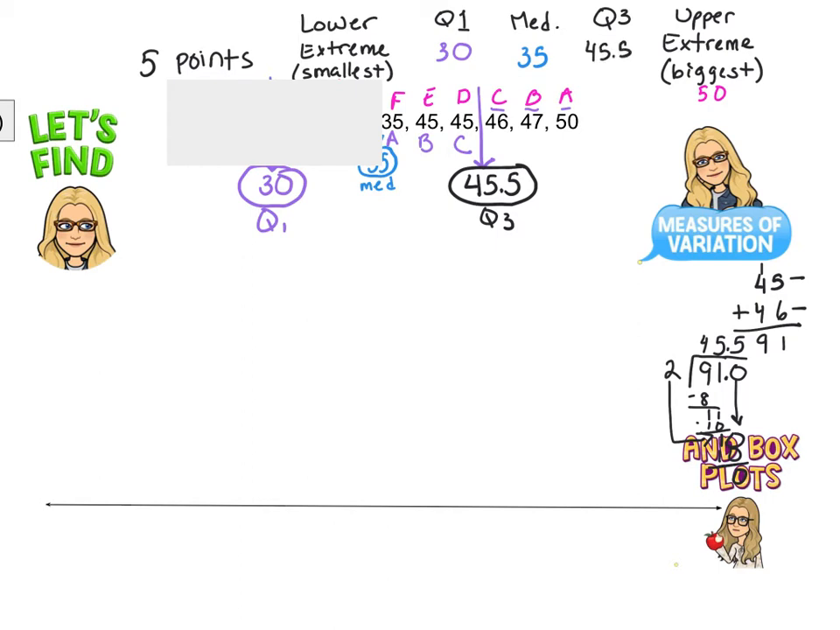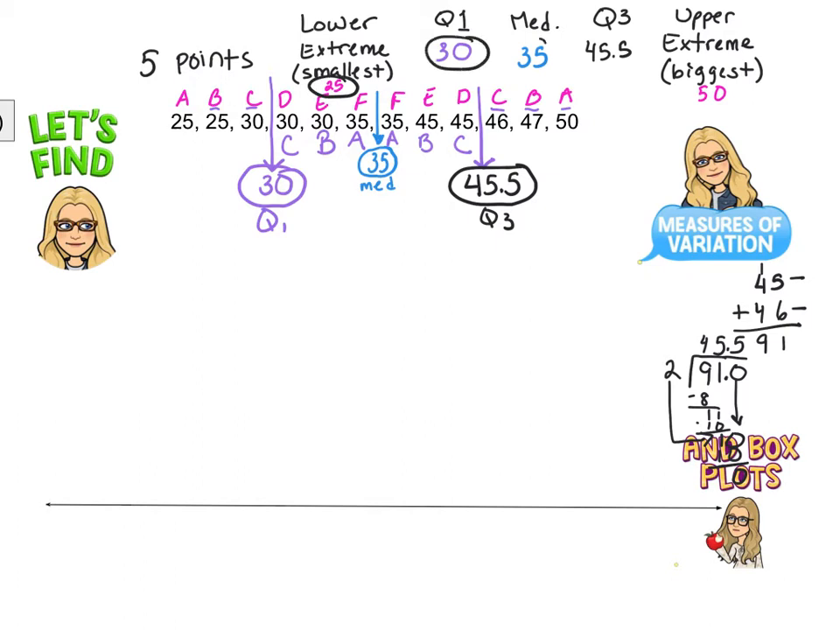And now I have my 5 points that I'm going to plot. They are 25, 30, 35, 45 and a half, and 50. And the next thing I need to do is make a number line. So a couple things to think about when you're making a number line. What are you going to start with? What will you end with? And what will you count by?